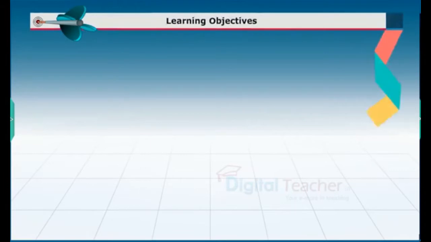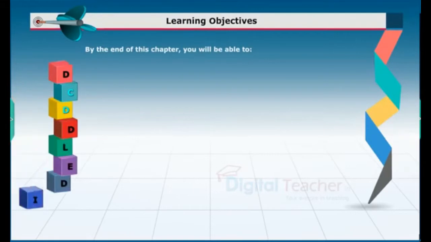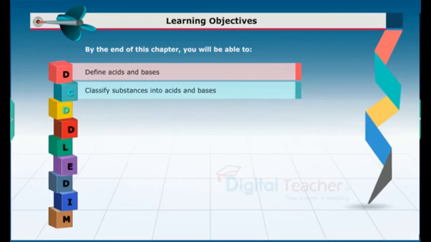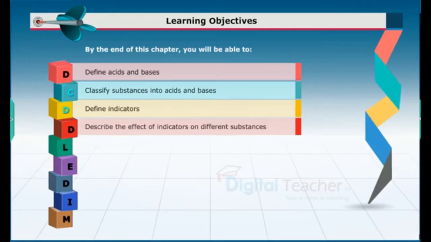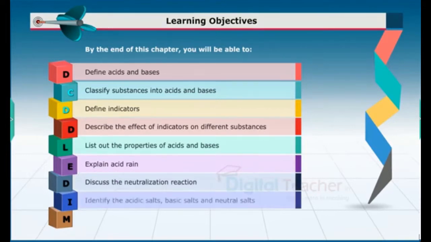Learning objectives. By the end of this chapter, you will be able to define acids and bases, classify substances into acids and bases, define indicators, describe the effect of indicators on different substances, list out the properties of acids and bases, explain acid rain, discuss the neutralization reaction, identify the acidic salts, basic salts and neutral salts, mention the uses of acids, bases and salts.